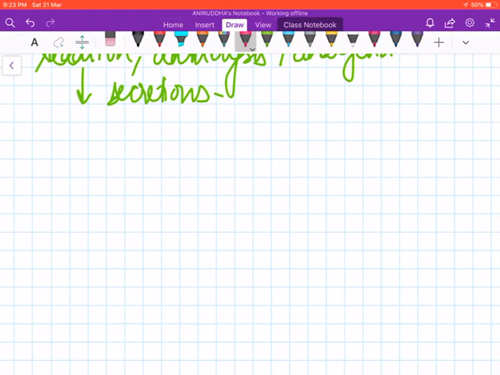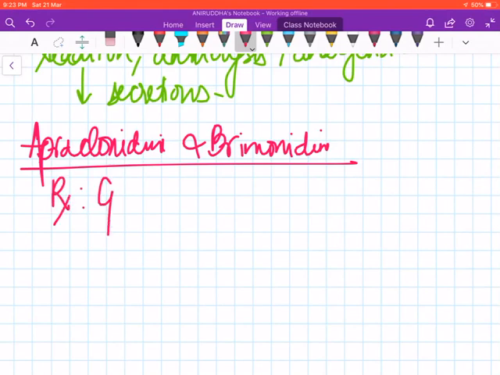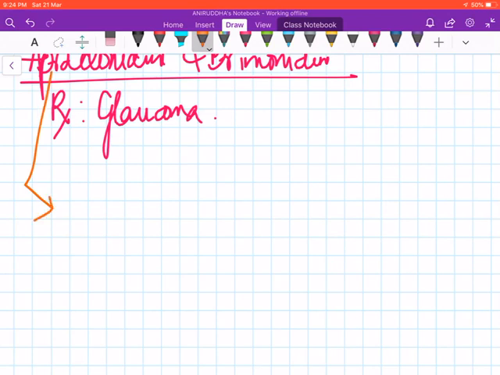The next drugs, there are two drugs which we will discuss together. This is apraclonidine and brimonidine. Have you heard these names somewhere before? If you haven't, it's okay. It is used primarily in the treatment of glaucoma. Now, apraclonidine is actually non-selective, but in some textbooks it says that it leans towards alpha-2 agonist action. It's important to remember the side effects of these two drugs.